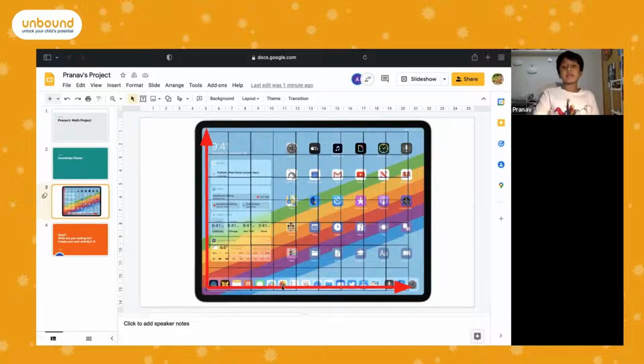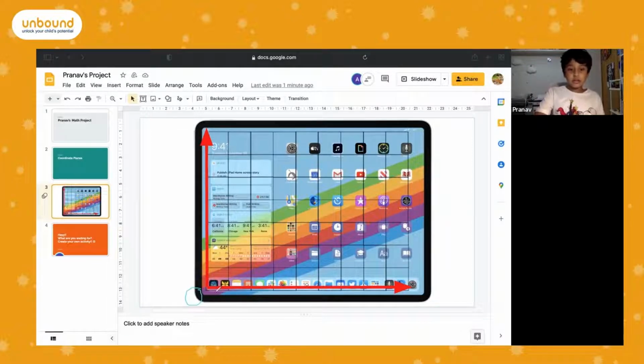The arrow at the bottom is for the x-axis. The x-axis moves from left to the right. And this arrow pointing bottom to top is called the y-axis. When their bottoms meet, that's a zero. It does not count as a coordinate.